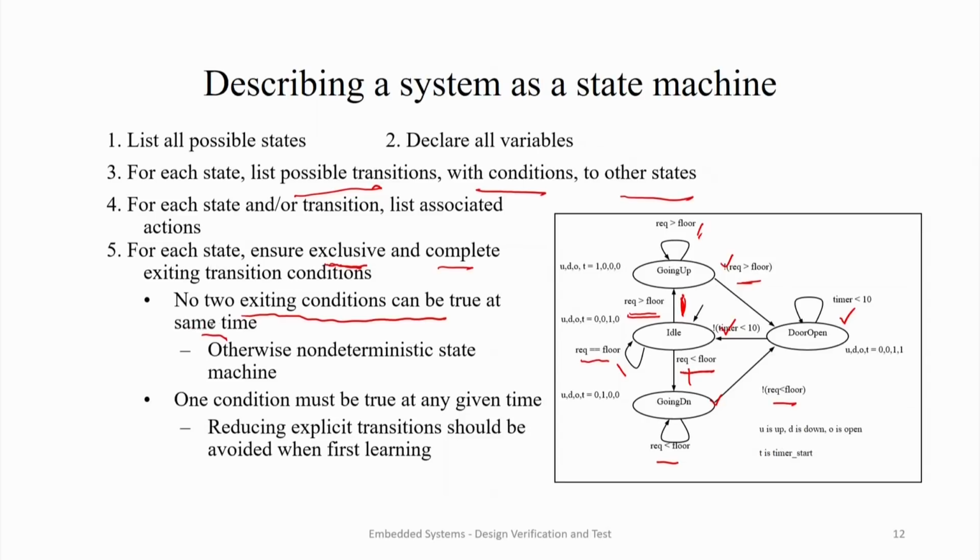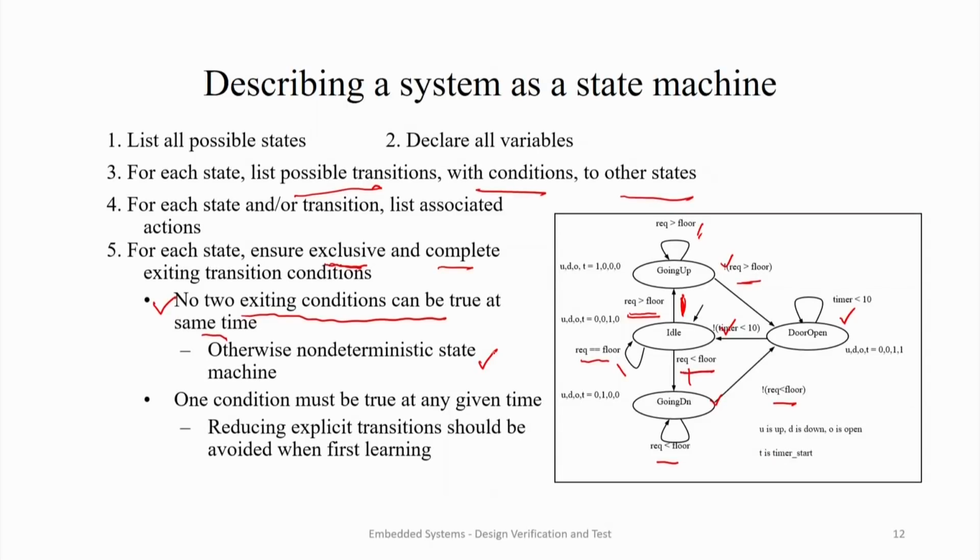So, no two exciting conditions can be true at the same time. Otherwise, what will we have? We will have a non-deterministic state machine. That means you have two possible ways to move from a state to another state for the same inputs. And it has to be complete. At least one condition must be true at any given state, otherwise the state machine becomes incomplete.